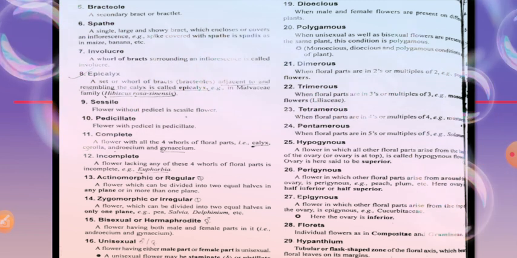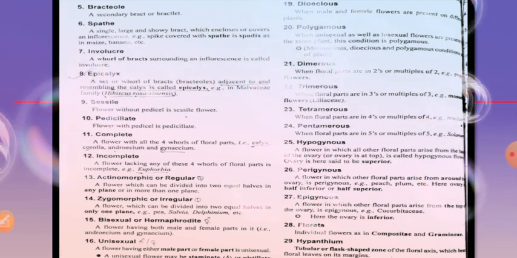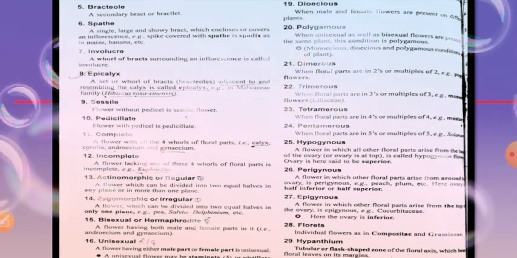Then sessile. We have already studied the sessile. It means a flower without pedicel is known as sessile. Then pedicellate. Pedicellate means a flower with pedicel is known as pedicellate.